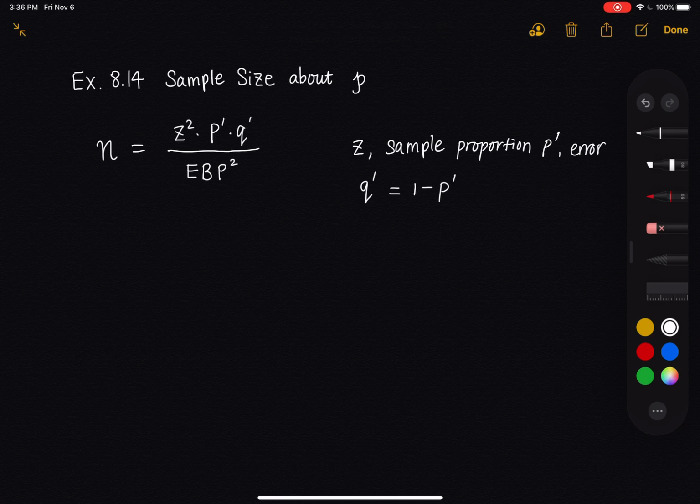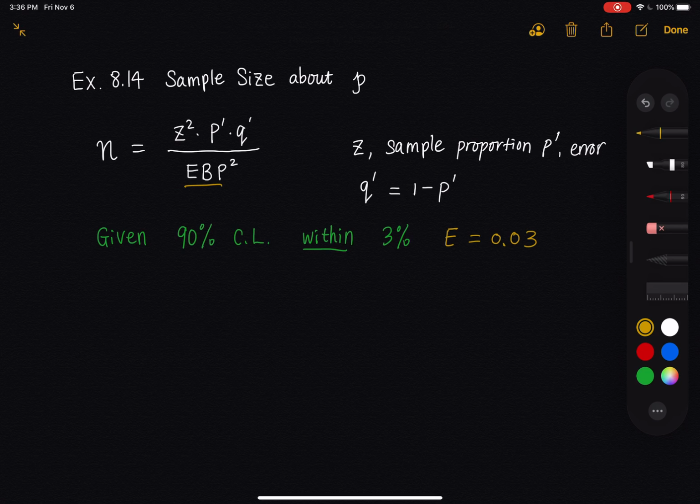In our problem, what do we know? Given in the problem, we want a 90% confidence level. And we want to be within 3 percentage points. The keyword within is telling us the error, or EBP, they're the same thing, which is 3%, or 0.03. Those are the only things we're given.